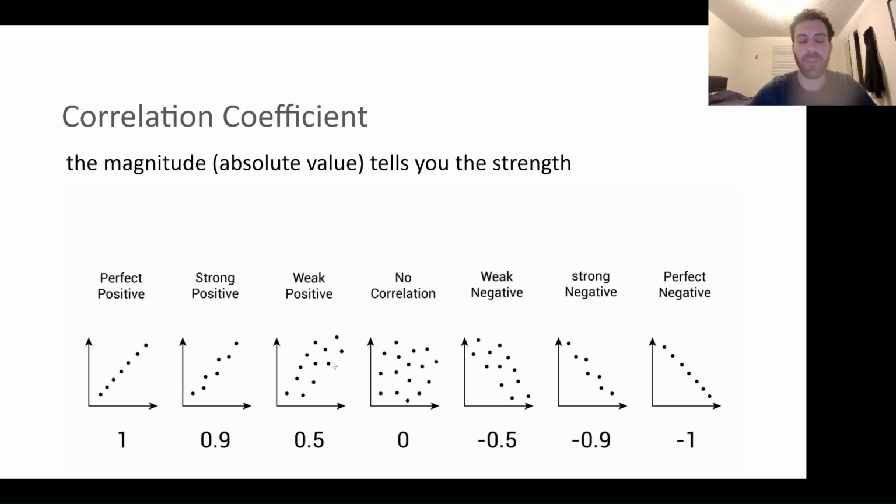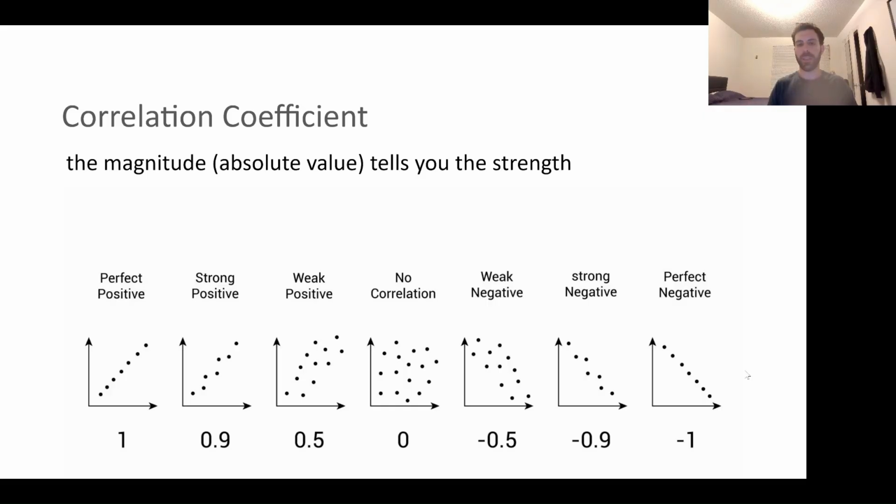Now 0.5 is, some say weak, some say moderate. Again, this is a little subjective here. 0 we talked about already is when there's no clear relationship. And I just wanted you to see that it goes in both directions, positive and negative.